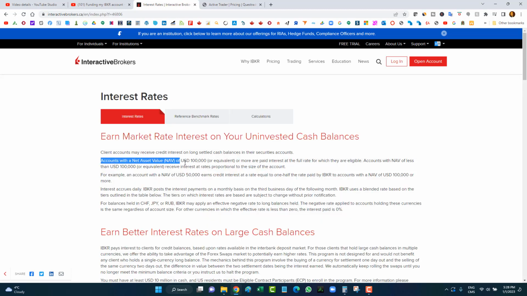So accounts with a net asset value of 100,000 US or more are paid interest at the full rate for which they are eligible. If you have less than 100,000, you still get some interest, but it's proportional to the size of the account. So it's probably prorated based on your account size. So you're not going to get the full 3.83% that we saw on the first page.